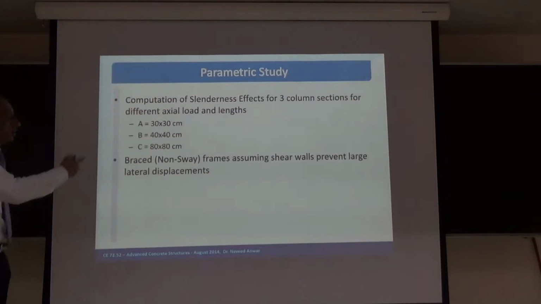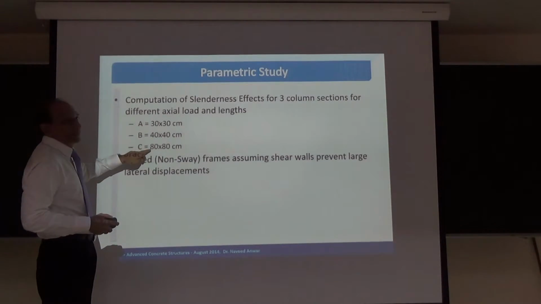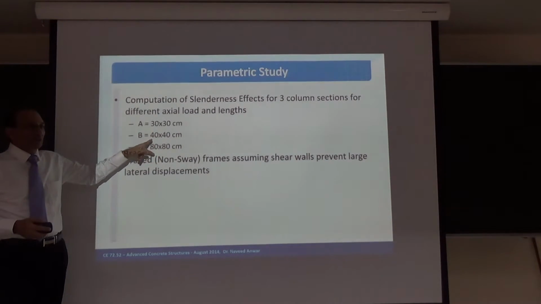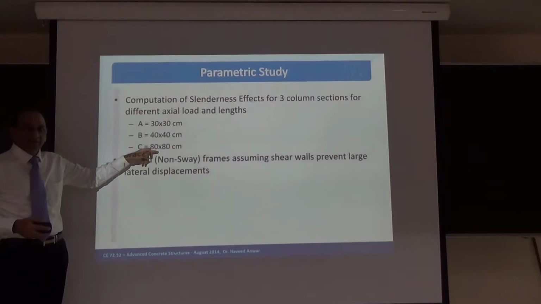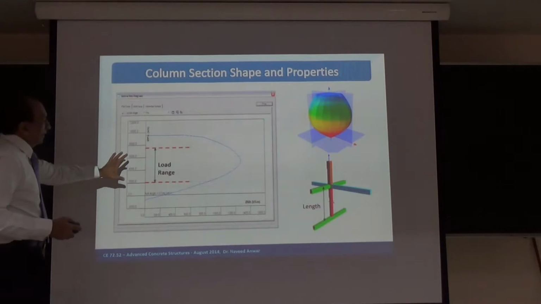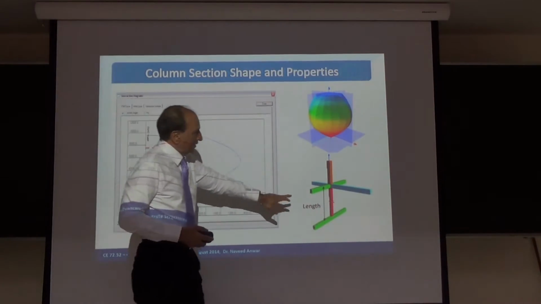All right? Now this is a parametric study. What happens if you change the column size and slenderness? How does it affect the slenderness? So we have columns of 30, 40 and 80. I'm showing you the difference between short and tall buildings now. This is a small building, this is a big, tall building, right? And you can see here that this is the load range. So the load will be varying between this, so we'll check the load here. That is the length, that is the framing.